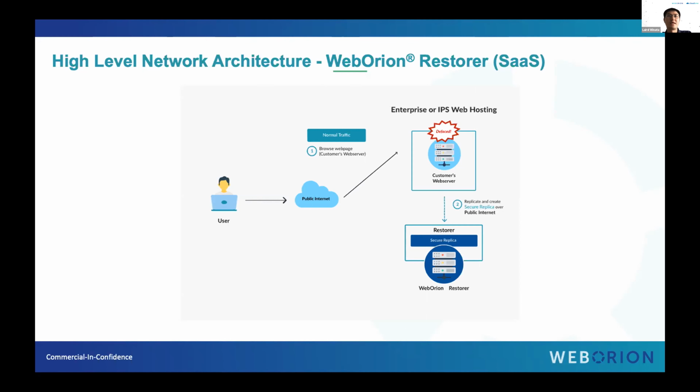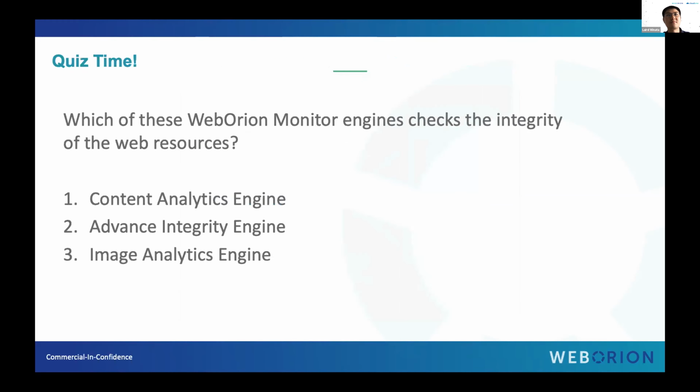When something happens to your website, the idea is we want to bring all the subsequent users away from the defaced website to a clean replica. And that is where the WebOrion Restorer function comes in. We want to restore this traffic. The way we normally implement it is with a one-click or automated failover mechanism to redirect the traffic to the replica. Once this happens, the subsequent users will no longer see the defaced website, but will see a clean version, the previous version of the website before it got defaced.